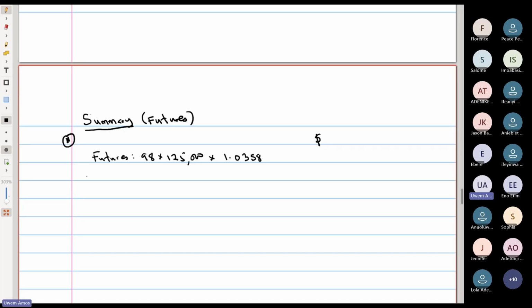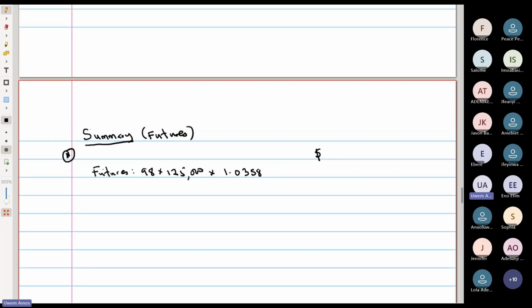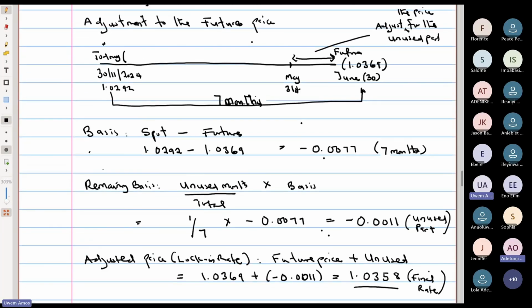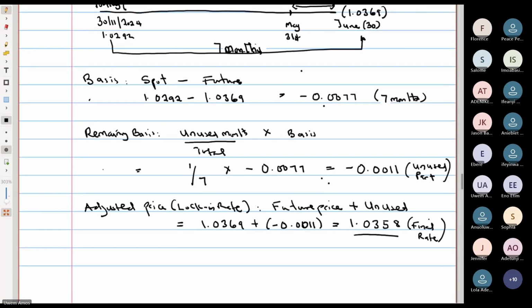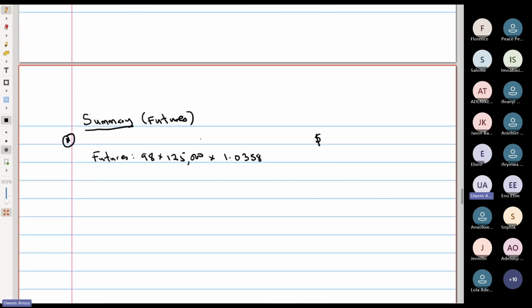Then we have the part that we could not hedge with futures. What amount could we not hedge with futures? 50,000, out of our 12.3 million. So we're going to go to the forward market and hedge that remaining 50,000 with forward.